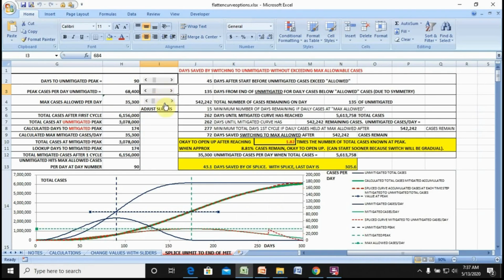And if we can, so here we are, we finally hit a value where you can see the savings, 43 days, and the last day is 305 days after start. That's how it works. Just thought I'd share.